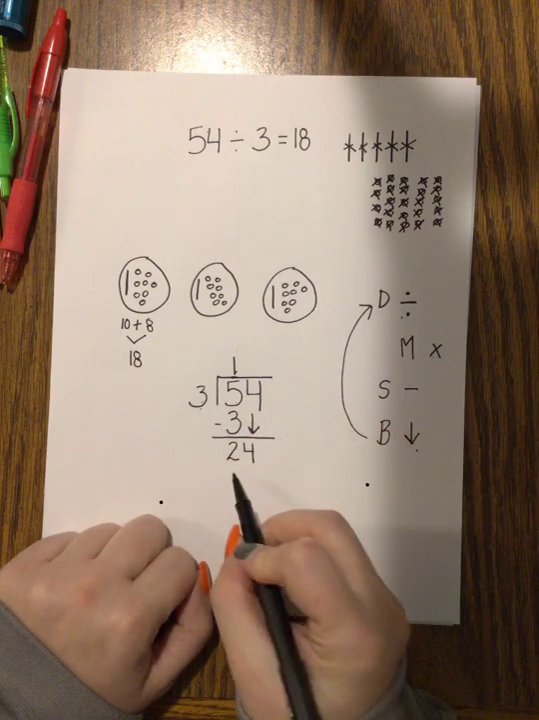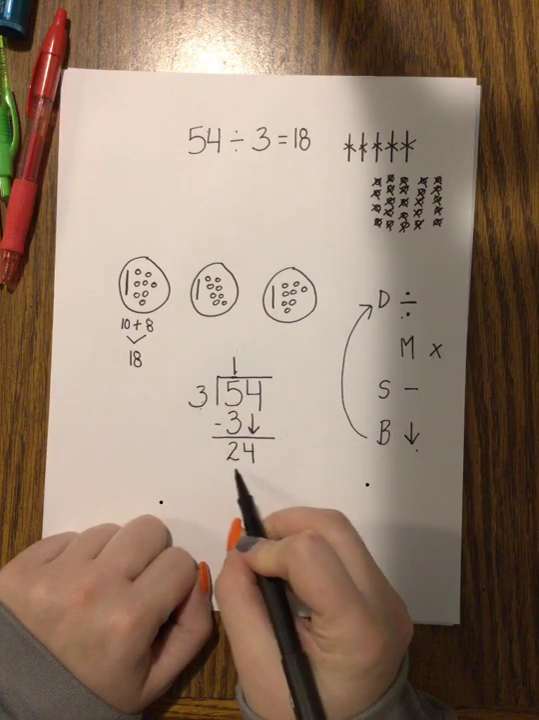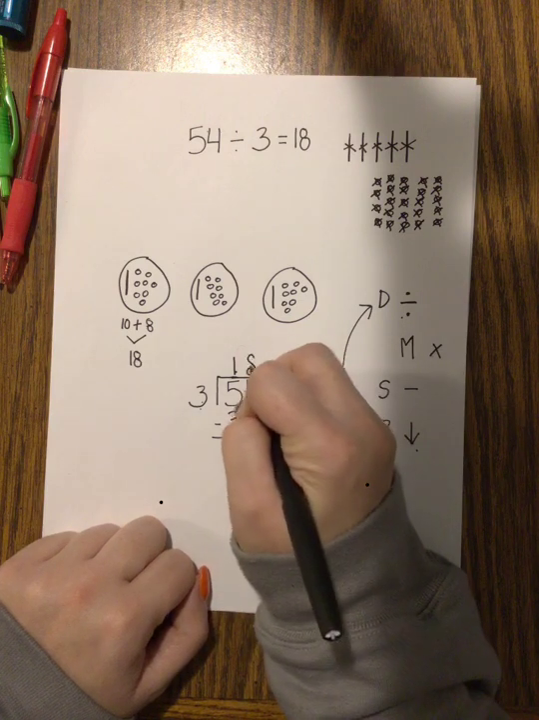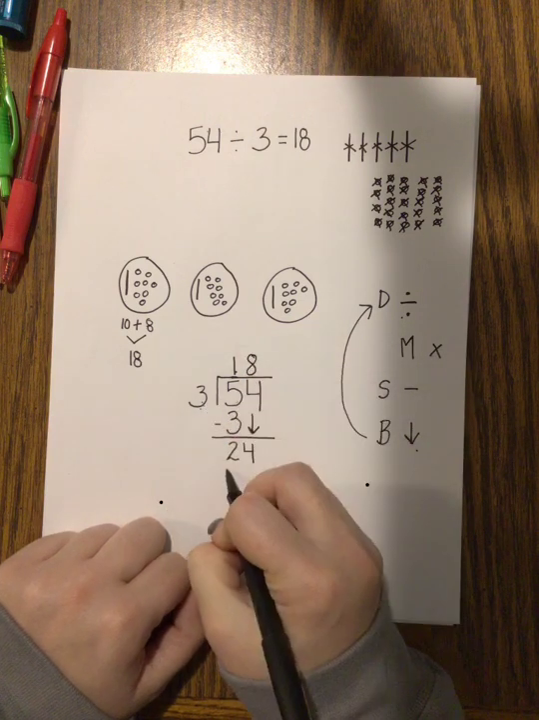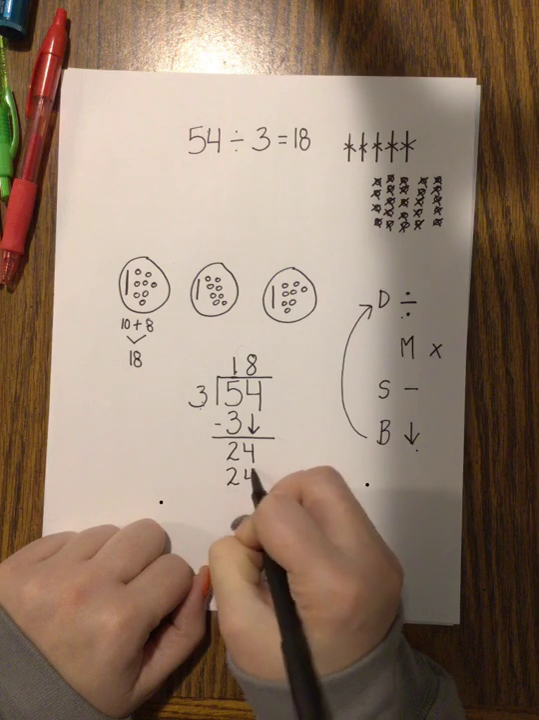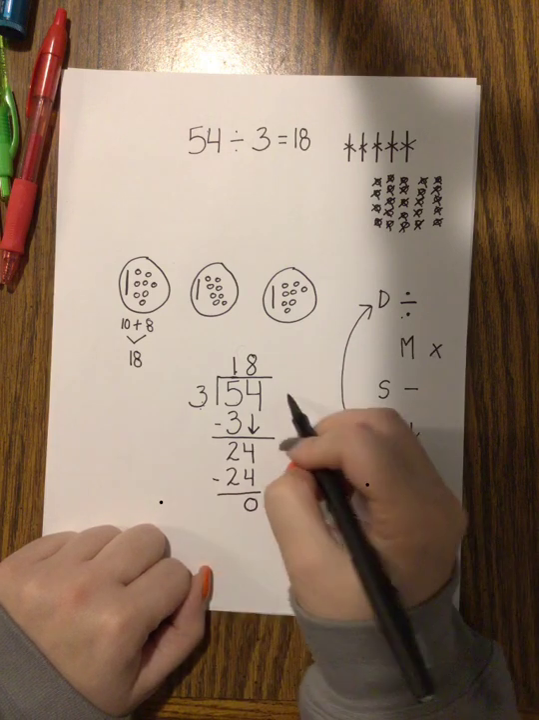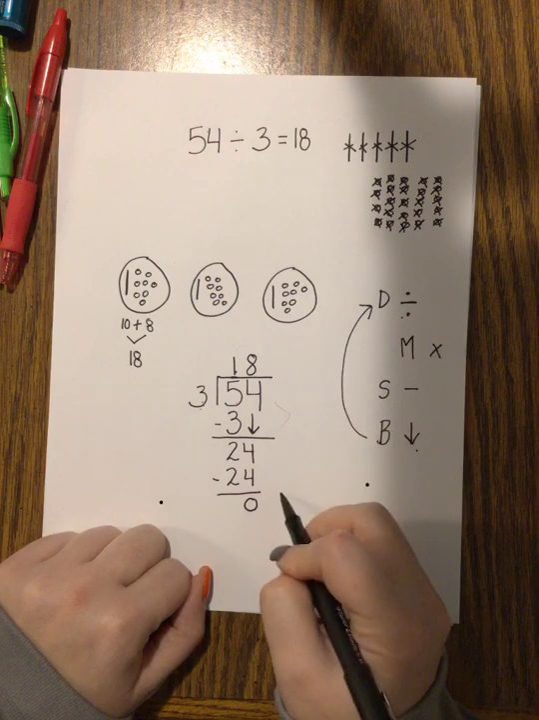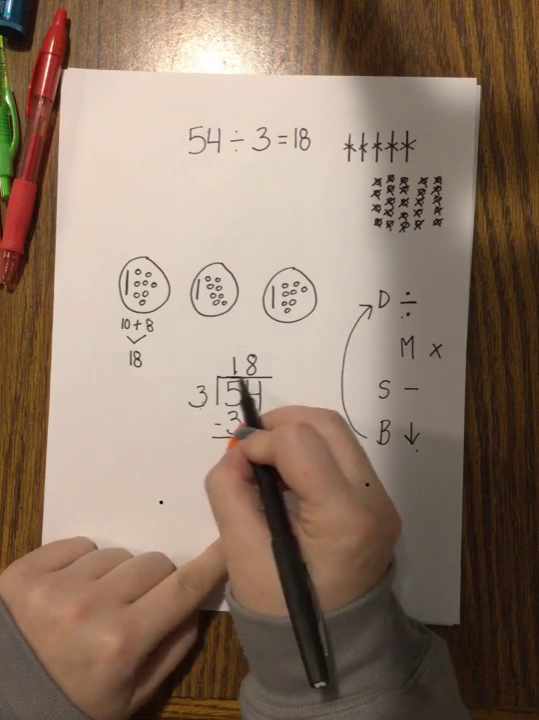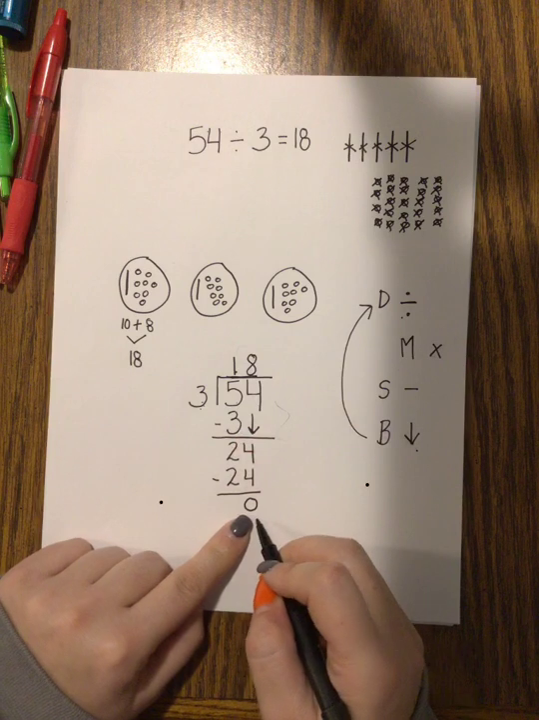3 goes into 24 8 times. 3 times 8 is 24. I subtract and I get 0. Now there's nothing else to bring down, so that means that my answer is just 18 and there's no remainder.